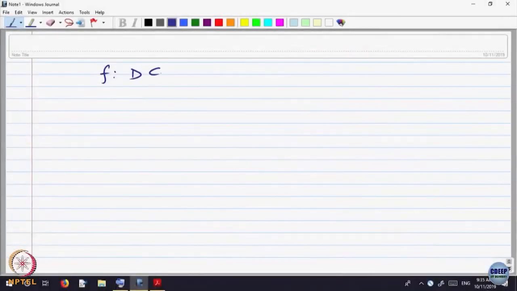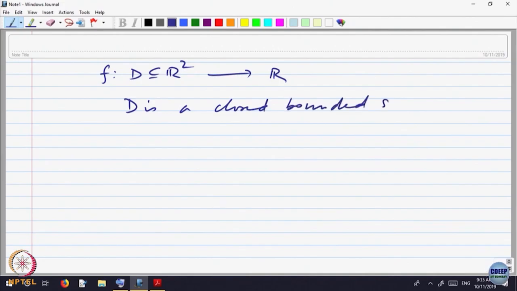So let us begin with today's lecture, that is going to be on integrals of functions of several variables. So let us look at the problem. F is a function defined on a domain D in R2 to R, and we should assume that D is a closed bounded set. The domain is a closed bounded set.